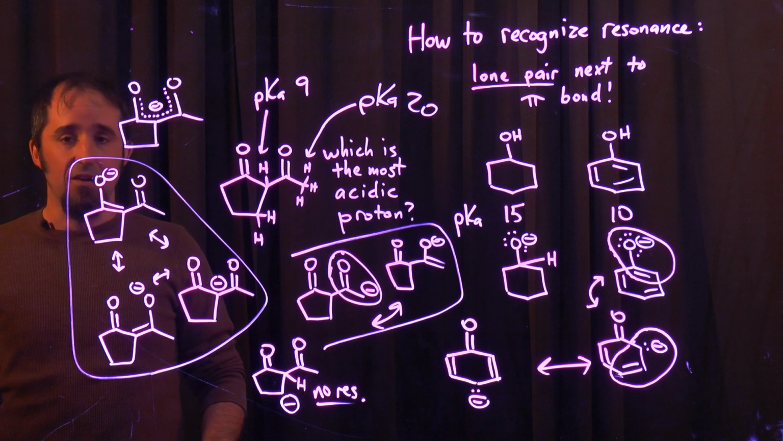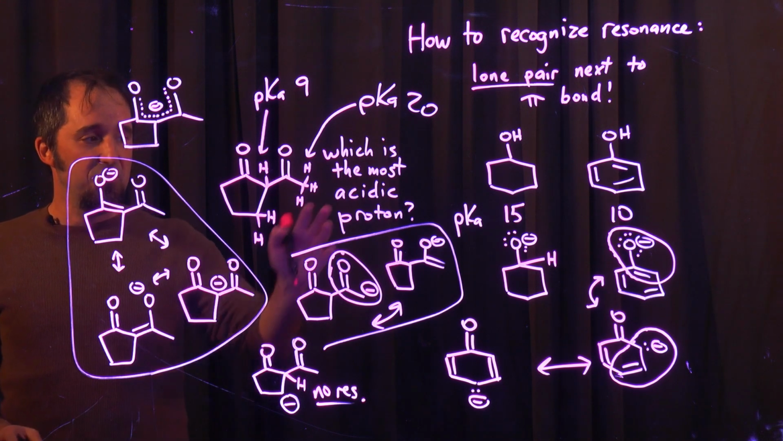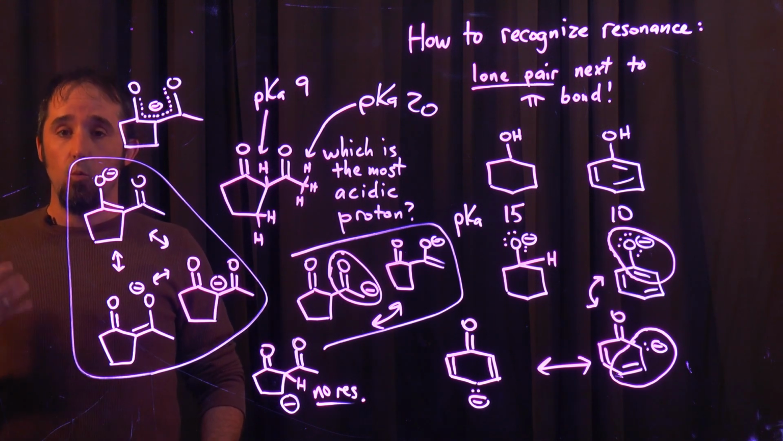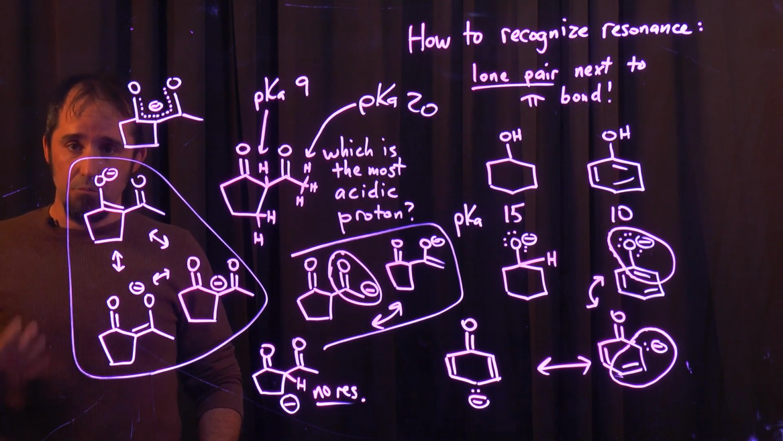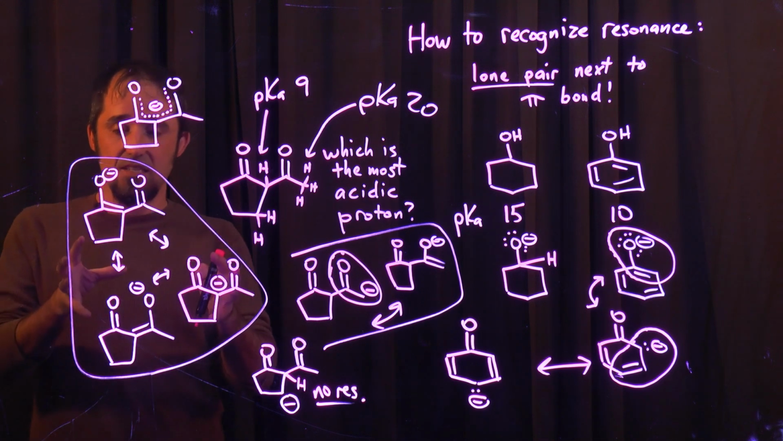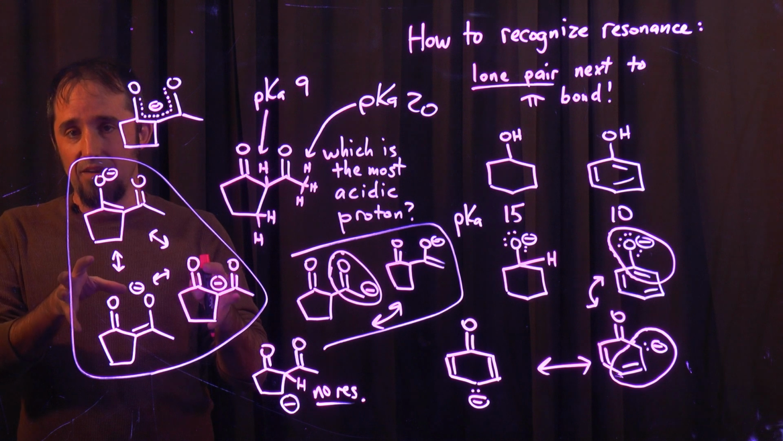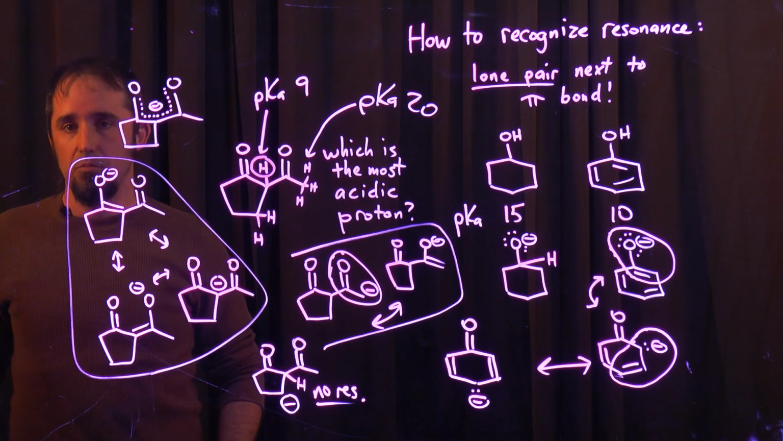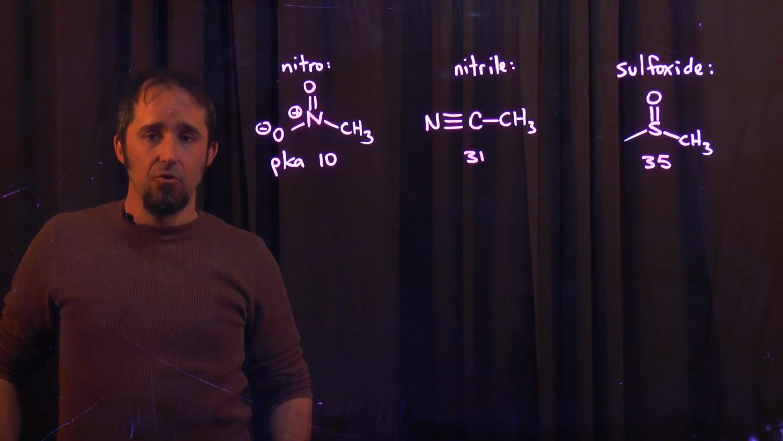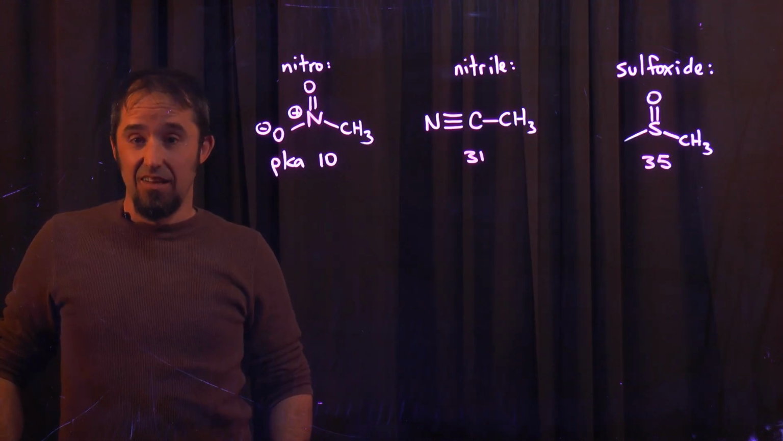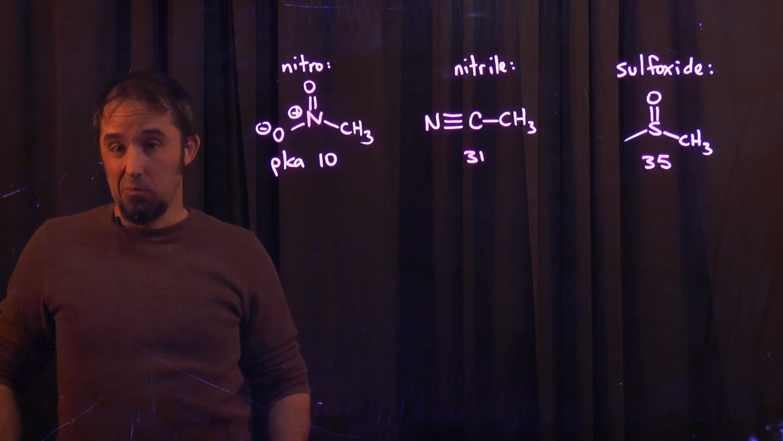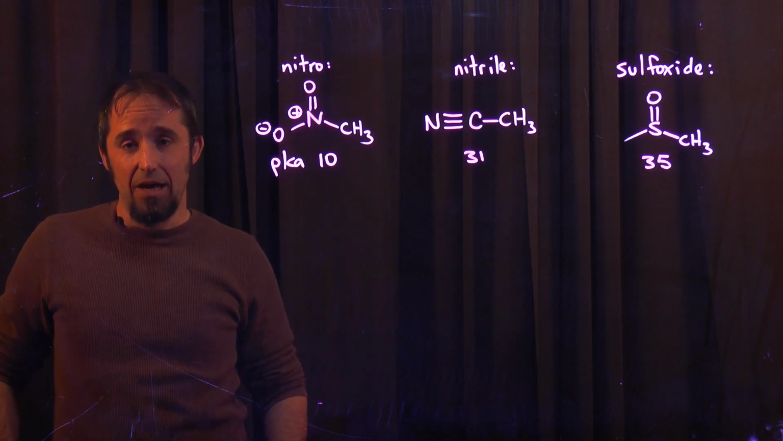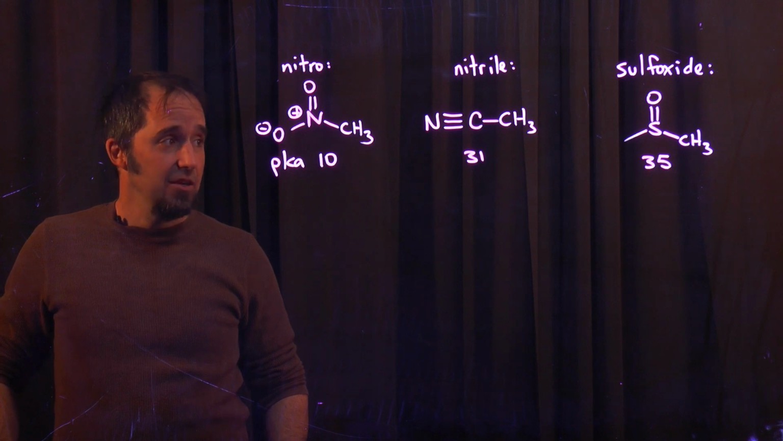Okay, so again, when I'm asked what is the most acidic proton, I'm really being asked what's the most stable conjugate base. In this case, this is the most stable conjugate base, and so this is the most acidic proton. So far, I've only shown you resonance when it comes to carbon and oxygen. That's really, really common, really, really important to both synthetic chemistry and biochemistry. But it's not the only game in town.